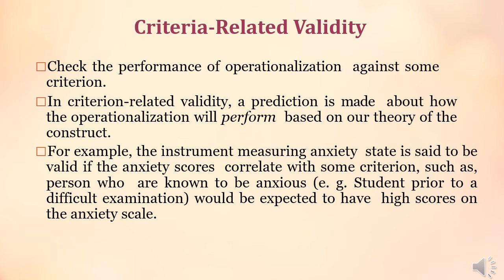For example, an instrument measuring anxiety state is said to be valid if the anxiety score correlates with some criteria, such as persons who are known to be anxious. For example, students prior to a difficult exam would be expected to have a high score on the anxiety scale. If you are going for a board exam, definitely you will be anxious and scared. At that time, if we take an anxiety test, your anxiety score will be high. Because of the exam you will be anxious, so we can already predict it.